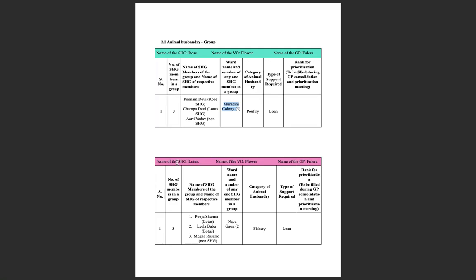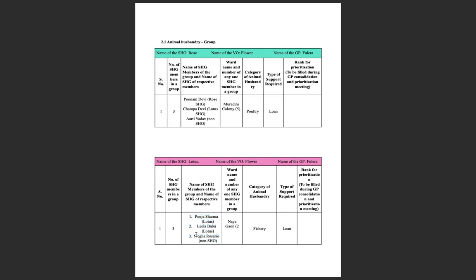Similarly, for Lotus SHG, the number of SHG members in a group is 3. The names of the SHG members of the group and the names of their SHGs have been written here. Pooja Sharma from Lotus SHG, Leela Babu from Lotus SHG, Megha Rosario, who is a non-SHG member. So you can see that the groups can also be made from members who are not from the SHG fold.